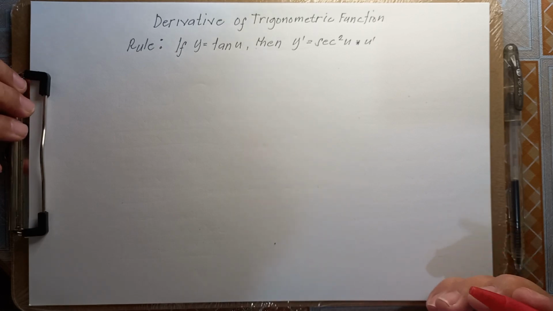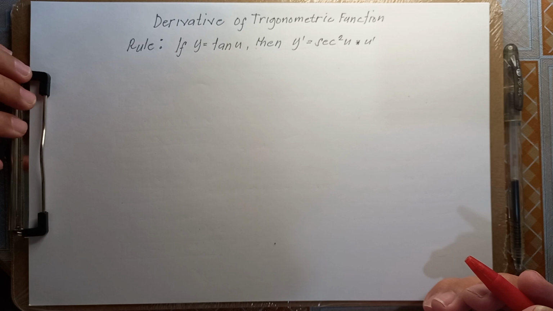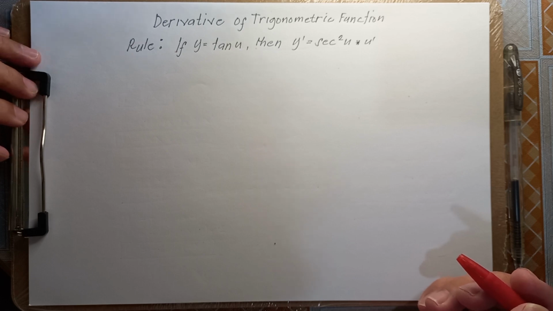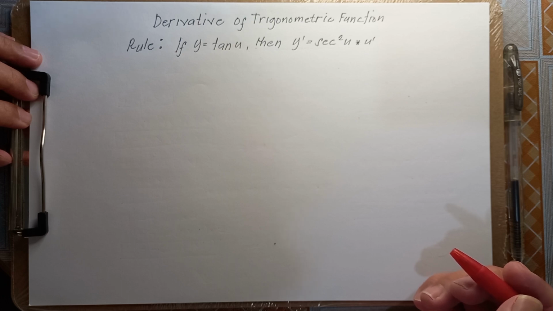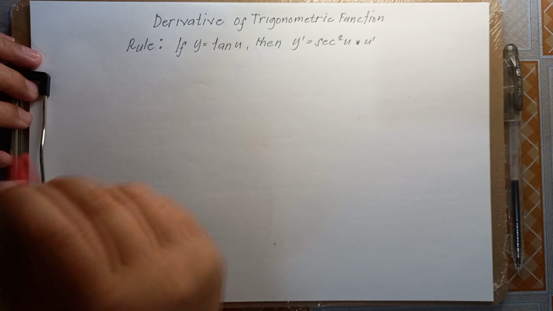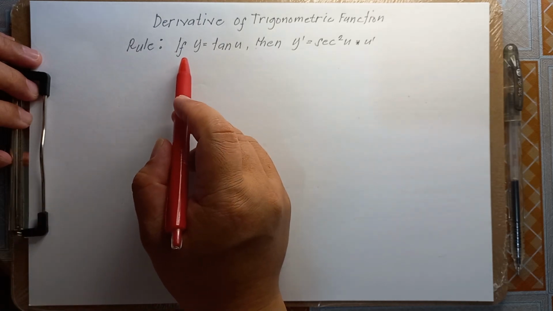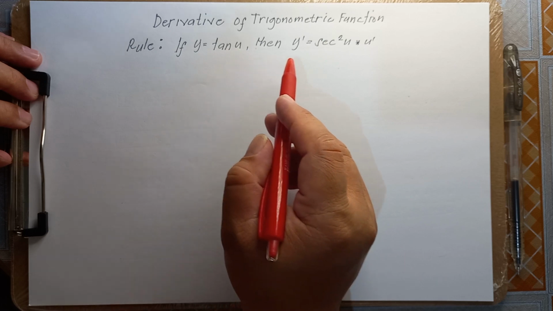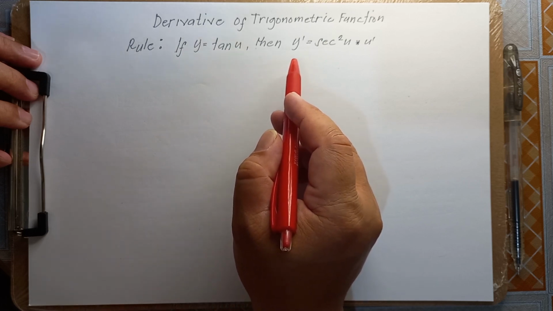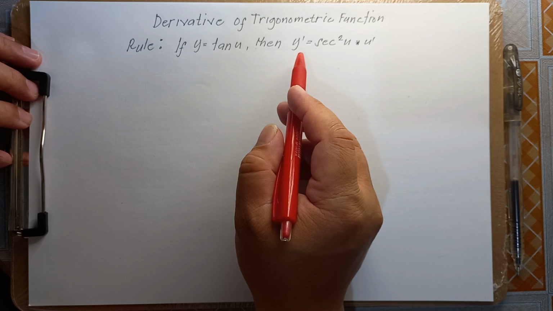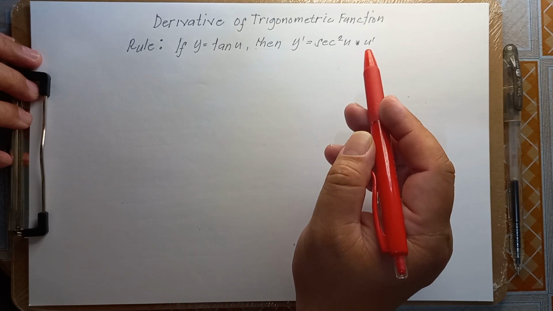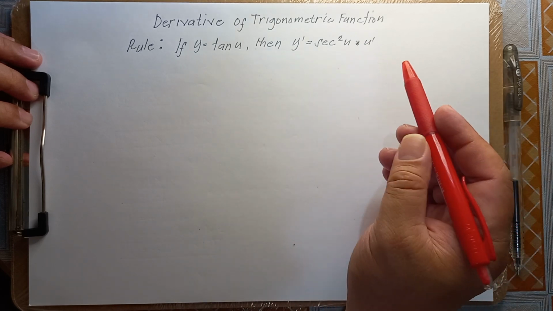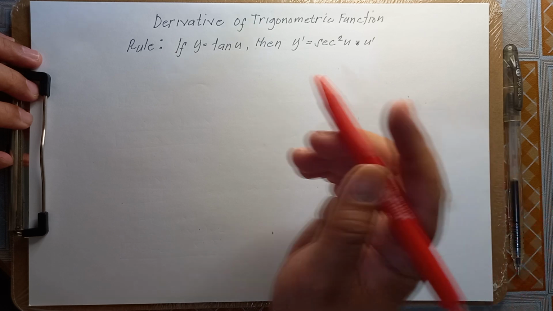Our focus today is the derivative. We'll focus our attention on the derivatives of the trigonometric functions, specifically the tangent function. So the rule is, if we have the function y is equal to tangent u, then the derivative y prime is equal to secant squared u times the derivative of u. So that is what we are going to do.